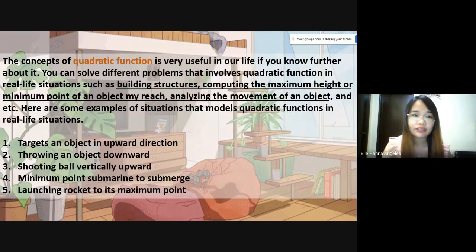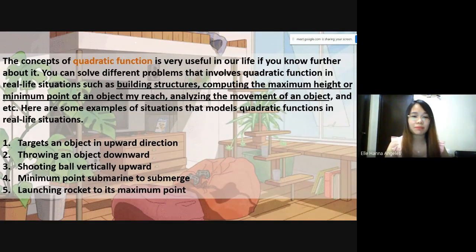So, ano nga ba yung quadratic functions? Yung quadratic function ay useful sa totoong buhay, sa mga nangyayari sa totoong buhay, like buildings, kino-compute mo yung pinakamataas or pinakamababa na point na pwedeng maabot ng isang binato na object, pag-a-analyze ng paggalaw ng mga bagay at marami pang iba. So, ang mga example nito, yung number 1, target an object in upward direction, pag nagbato ka pataas. Pangalawa, throwing an object down, ganun din, may curve din. Shooting ball, katulad ng basketball kanina.